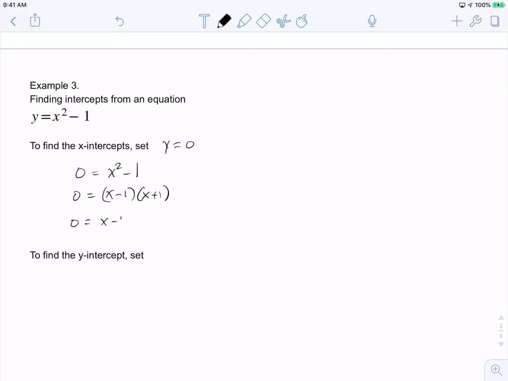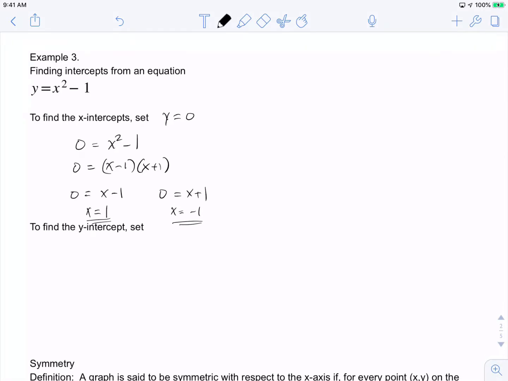So we're going to set each one of those equal to 0. And we can see x here will be equal to 1, and x here will be equal to negative 1. Let me make that a little bit neater for you. That will be a negative 1. And we can see that these two are the x-intercepts.